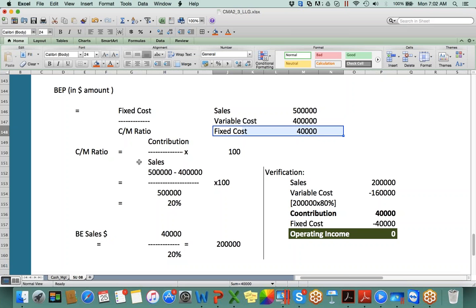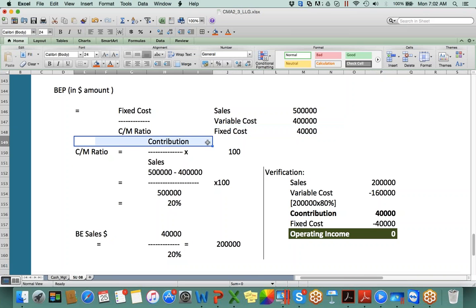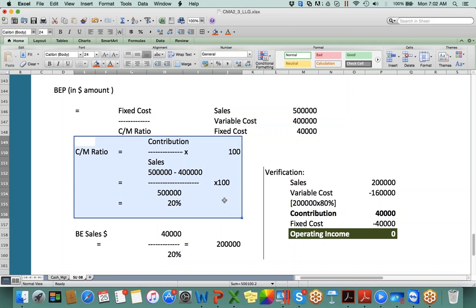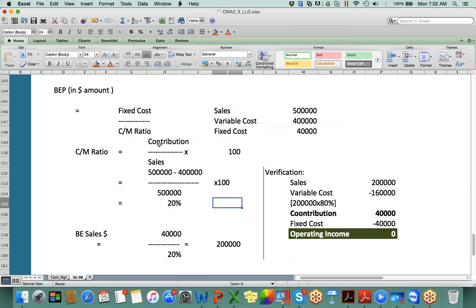In that case, the first point is to calculate the contribution margin. Contribution margin ratio equals contribution over sales times 100. Contribution equals sales minus variable cost, S minus V. Once you calculate contribution, divide it by sales. So contribution divided by sales will give you the contribution margin ratio.